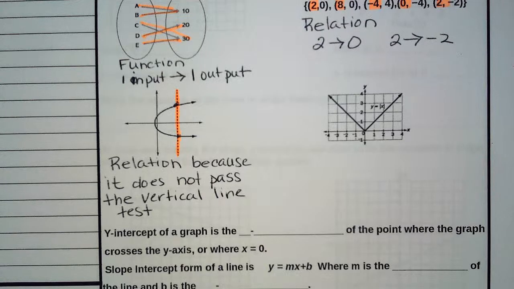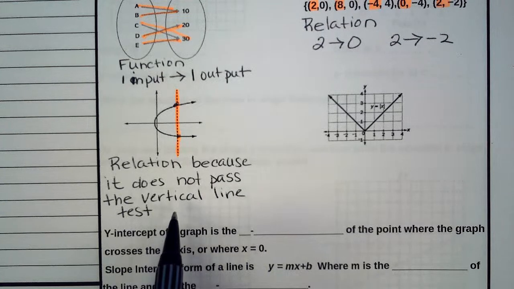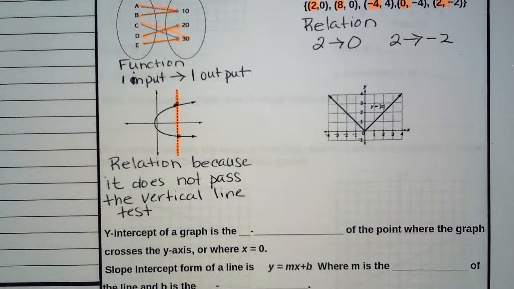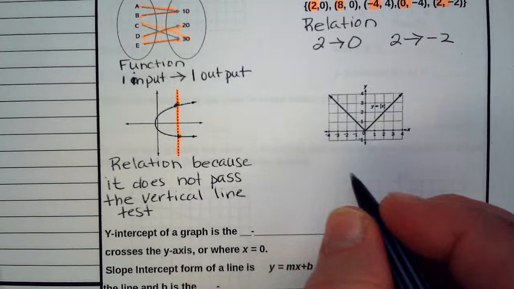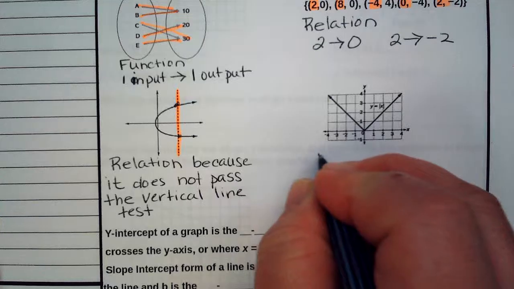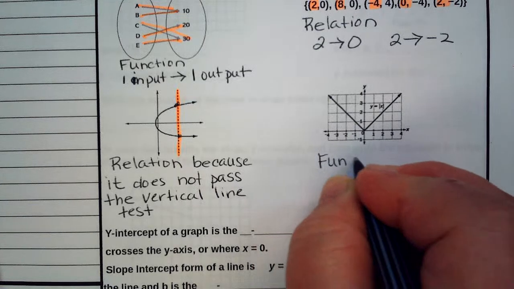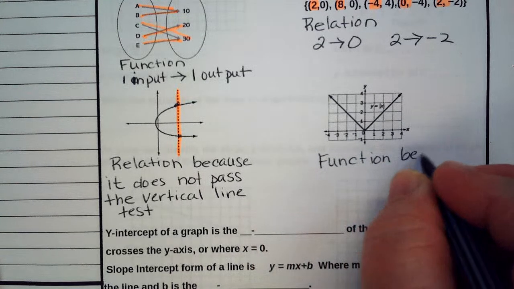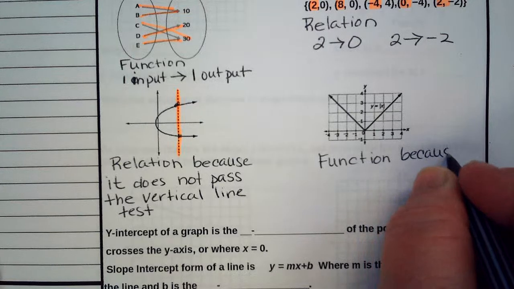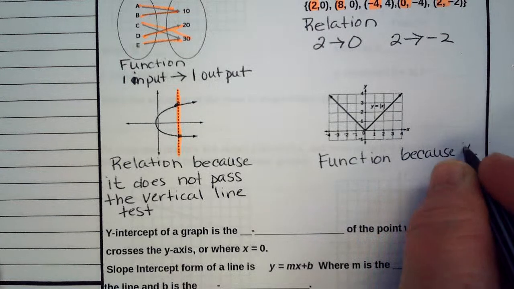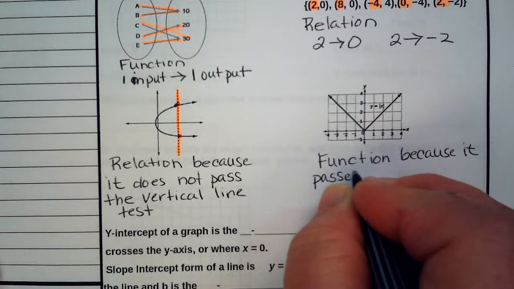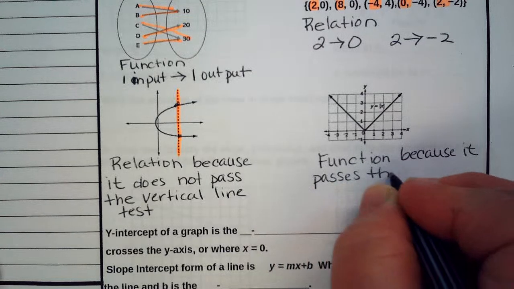Okay, what about the last one? If this one does not pass the vertical line test, does this one pass it? Yes. So it is a function, because it passes the vertical line test.